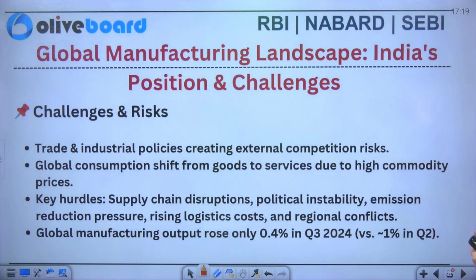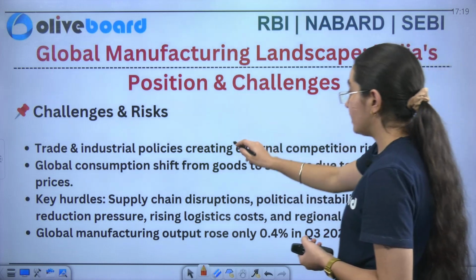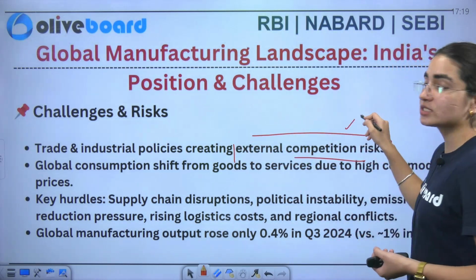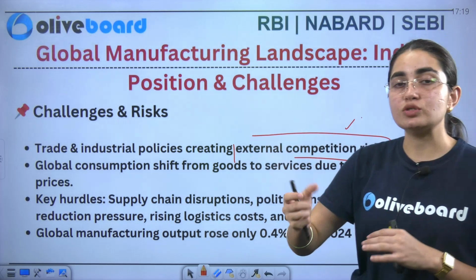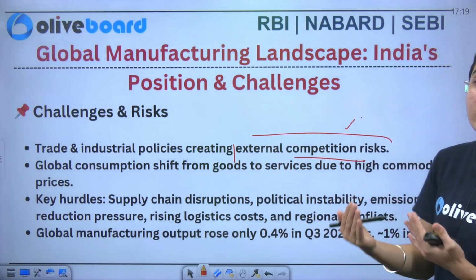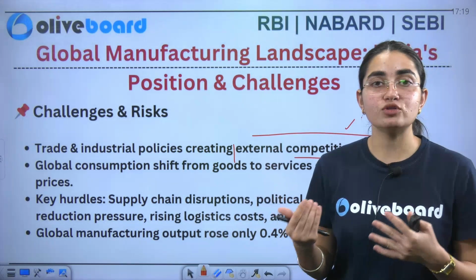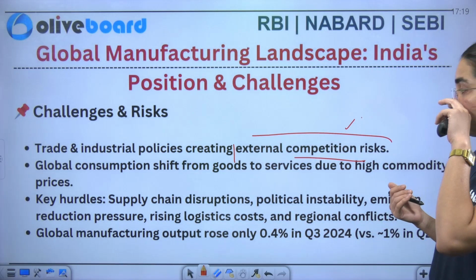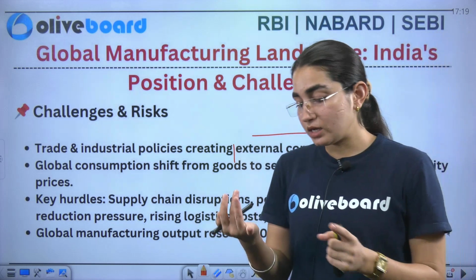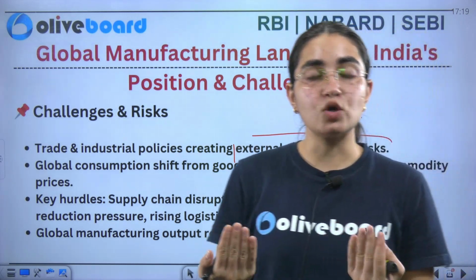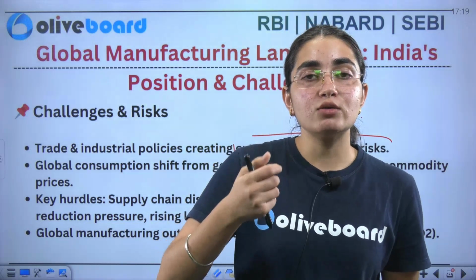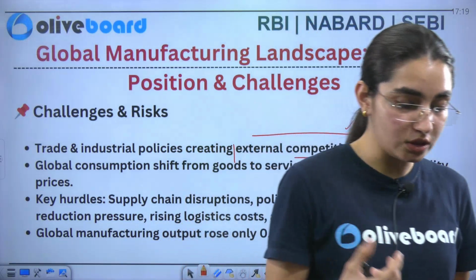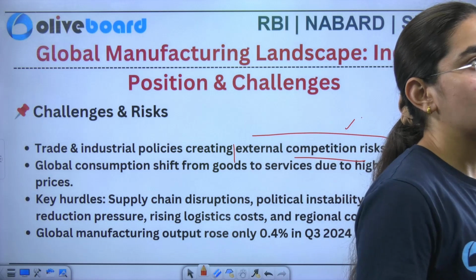Now you will see what the challenges are that are referred to here. You can see that trade and industrial policy are creating external competition risks. This is one of the risks associated with it. Similarly, there is a shift in global consumption. That is also one of the challenges here, and we have to meet it. Price inflation is another challenge. And the key hurdles, which I have already told you: a lot of geopolitical tensions, basically the wars that are going on, supply chain disruption, and the changing ideas of Western countries. The new Western ideology is also there.